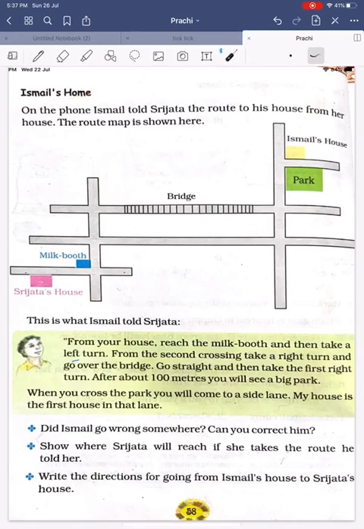Ismail's home. On the phone, Ismail told Srijata the route to his house. From her house, the route map is shown here. This is the route map. Route map means a guide for directions, okay.